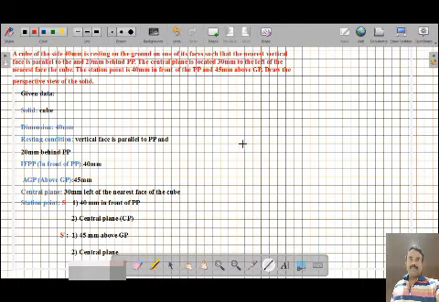So read the question carefully. And the given data, it's a cube and the side is 40 mm. Its vertical face is parallel to PP. So first draw the PP line. Then draw the top view of the cube. Since it is a cube, you will be getting a square shape in the top view.